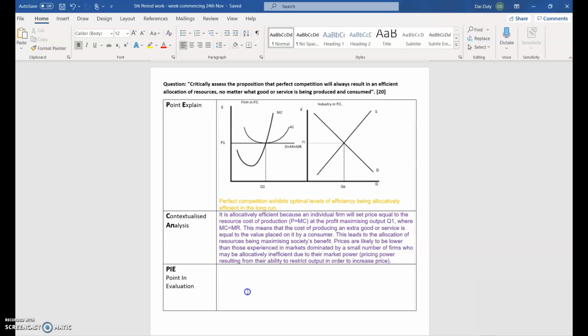Now, in terms of the contextualized analysis, I've gone into detail there about why it is allocatively efficient, and I've also mentioned that it's allocatively efficient in comparison to market structures where there are only a small amount of firms that might have greater market power, the ability to increase price, and as a result, price is greater than marginal cost or the resource cost of production. Now, what you have to do is give the evaluative point. You can do that if you have a good look at the notes at the top of page 28. That will help you significantly. So provide some form of evaluation. How would you critically evaluate that statement in terms of being allocatively efficient?